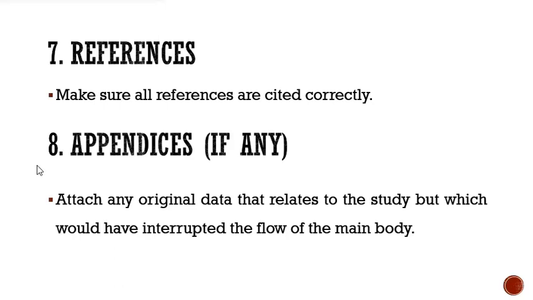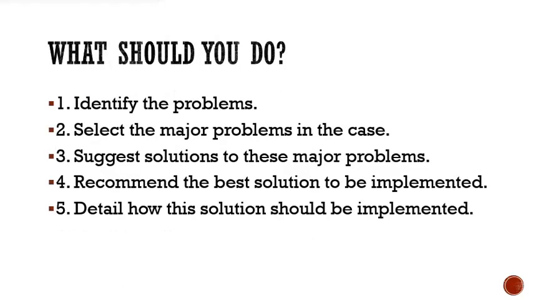And then the eighth one, we have appendices, if any. So attach any original data that relates to the study but which would have interrupted the flow of the main body. So whichever thing is important to the case study but you were not able to include in the other parts of the study, you can include in the appendices section. So these are the main sections you include while writing a case study.